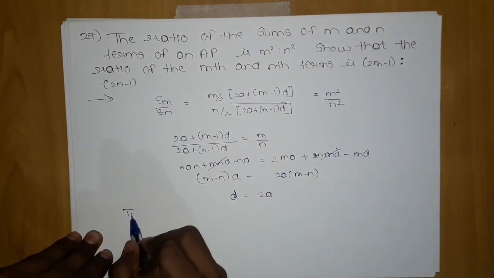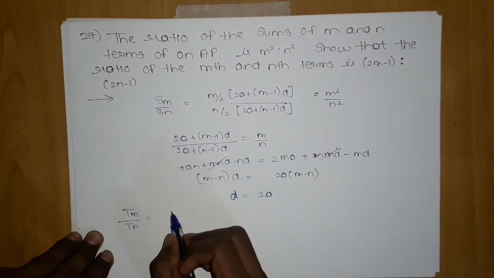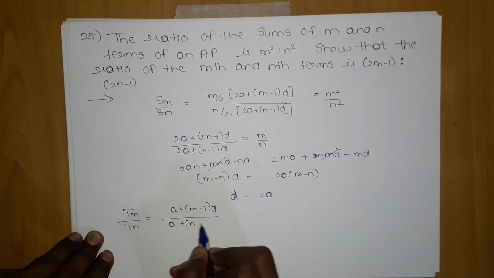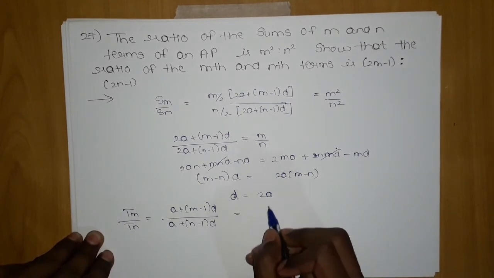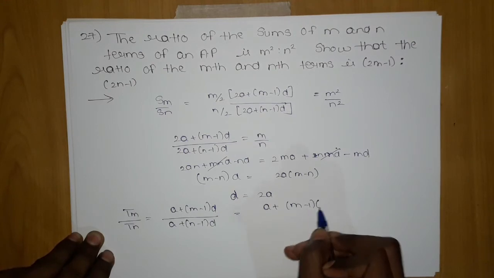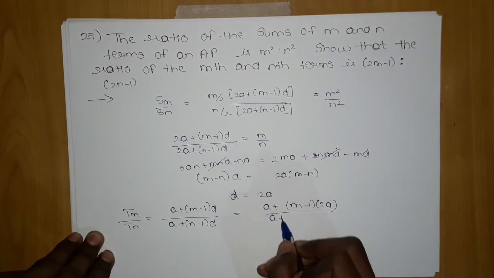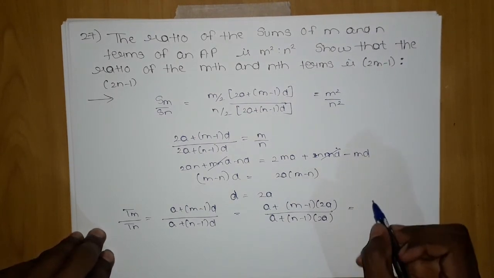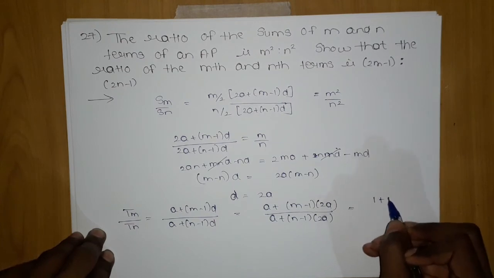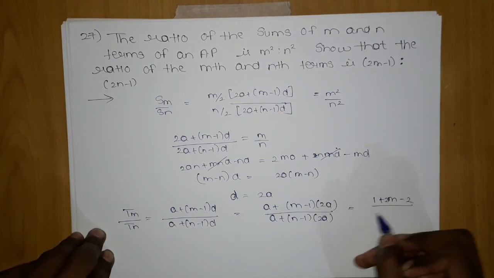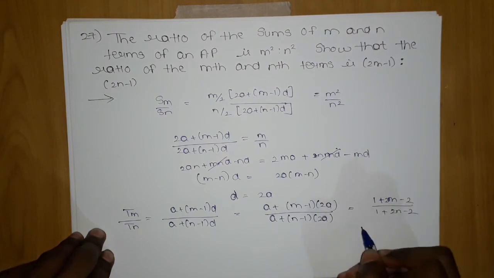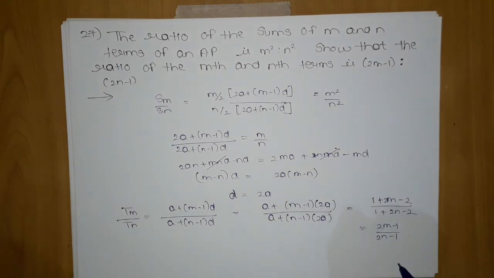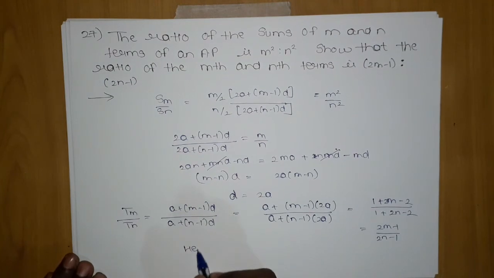Now tm upon tn, which I want, is a plus m minus 1 into d upon a plus n minus 1 into d. If I put d equal to 2a, a plus m minus 1 into 2a upon a plus n minus 1 into 2a. If I take a common, it will be 1 plus 2m minus 2 upon 1 plus, similarly here, 2n minus 2, which will give me 2m minus 1 upon 2n minus 1. So we proved that the ratio is 2m minus 1 upon 2n minus 1. Hence proved.